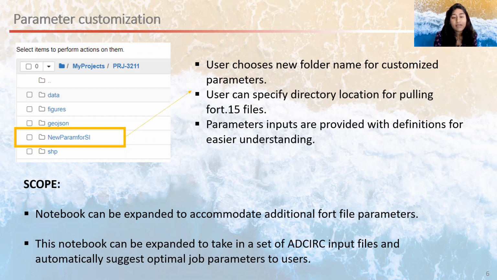So with every ADCIRC job run, you will have a different location or a folder name, and you can mention where the location of this folder is so that it can extract that Fort15 file, and then they can go in and change the parameters. And in the end, instead of rewriting these Fort15 files, it's going to be saved in a new location. So the users can mention what that folder name is. And apart from copying the new Fort15 file, it's also going to copy the other input files associated with that job run.